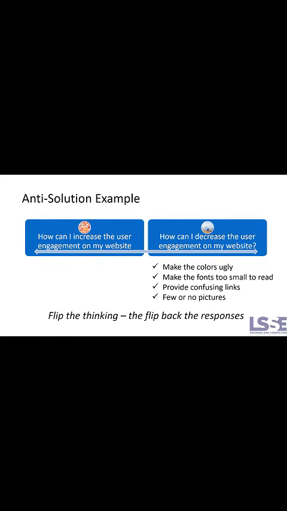And then, of course, it doesn't stop there. Once you have these answers, then you flip it back. So instead of making the colors ugly, flipping it back means to make the colors more engaging. You make the fonts bigger and easier to read. You make sure that the links are adequate, and you make sure that you post pictures. Okay, so that's just a simple example. You might find that simple, but it can actually help you come up with a really creative solution. So anti-solution, this is one of my favorite tools.